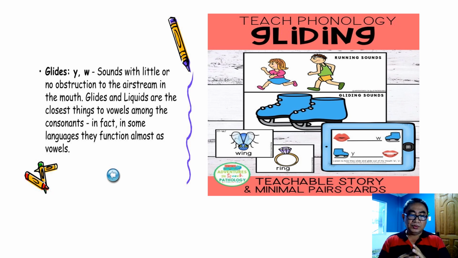So what about glides and liquids? Glides, again, we know that they are called semivowels. And a semivowel is a consonant that is made by putting the vocal apparatus in the form that it has when you pronounce the corresponding vowel, but not long enough in order to produce a vowel. Liquids don't have such associated vowels.